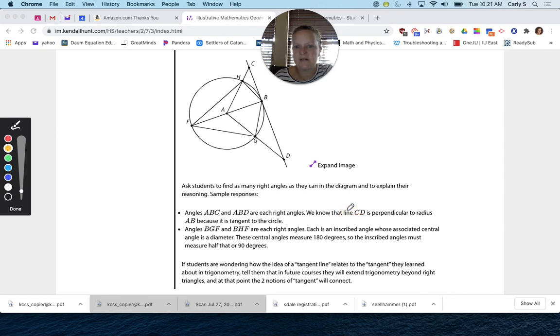Now angles BGF, yeah, that's this one right here, and BHF right here. We got those are each right angles because it's an inscribed angle. I didn't use the word inscribed, so I'm glad we looked. Whose associated central angle is the diameter, which is 180 degrees. The central angle measures 180, so the inscribed angle must be half of that, or 90. Okay, cool. We got them all.